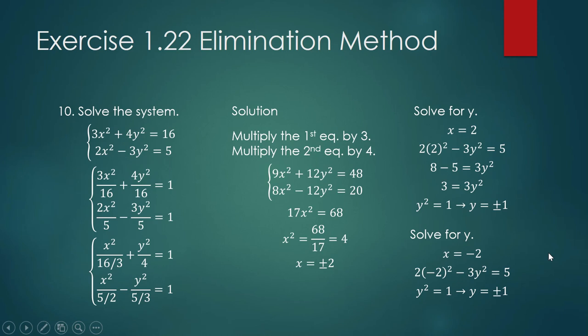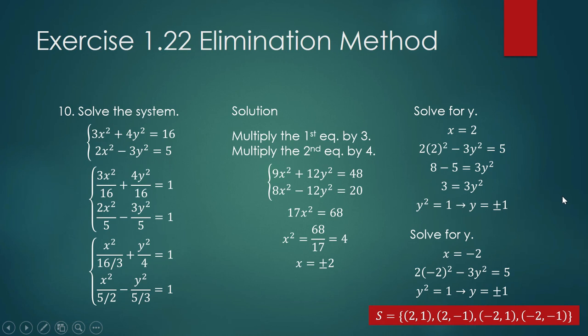So let us write our solution set. You should be careful when writing your solution set. So when x is 2, y is 1 or negative 1. Those pairs of points are this: (2, 1), (2, negative 1). When x is negative 2, y is either positive 1 or negative 1. So these are the elements of your solution set. Your solution set contains 4 pairs of x and y.